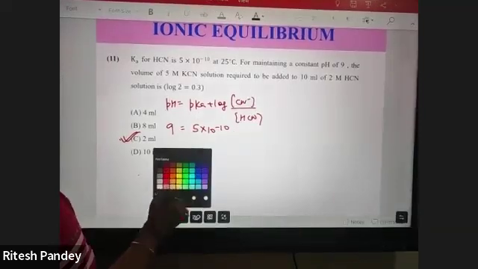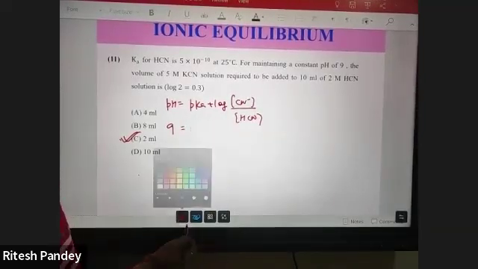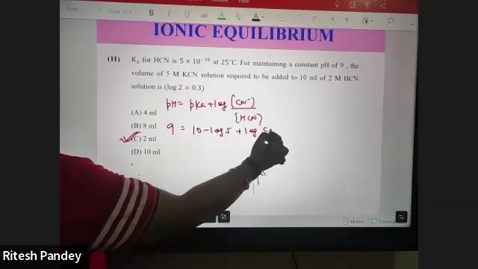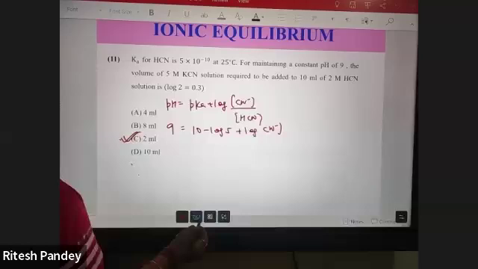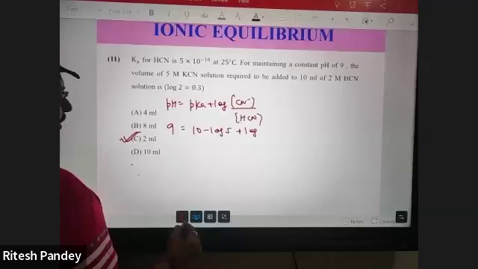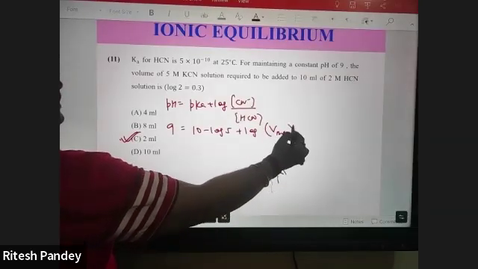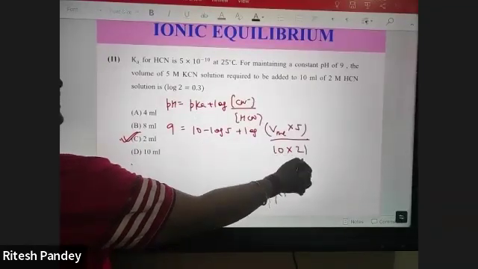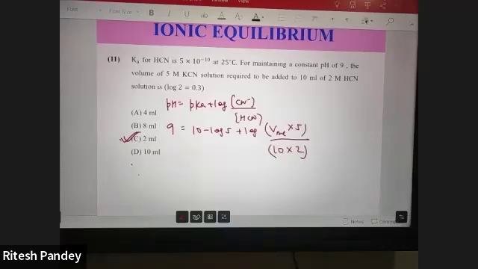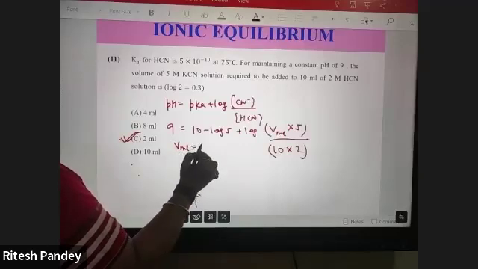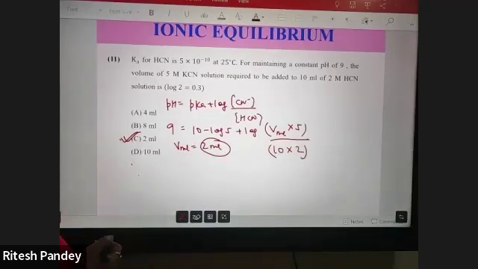Minus log of 5 into 10 to the minus 10, right? Come on, speak up, which is 10 minus log 5 plus log of Cl minus upon HCl. And I'll not waste time. I'll write directly Cl minus as a certain volume V, which is required in the problem, into molarity 5, upon HCl, which is given to be how much? 10 ml of 2 molar. Yes or no? Yes, sir. So you solve it sanely, and I guess you'll get V ml as 2 ml. So Bombay, C, Calcutta looks the right answer.